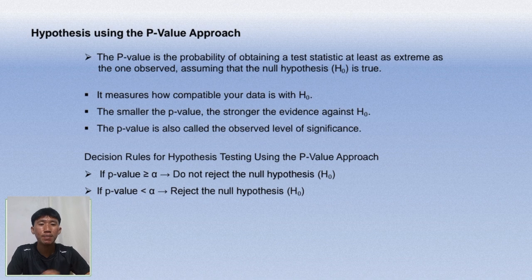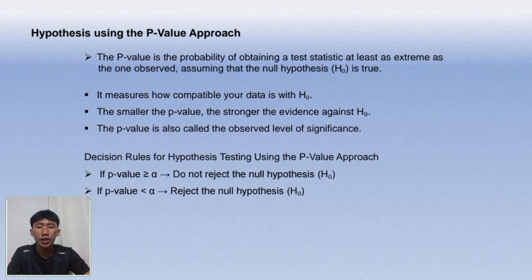Hi everyone. Today, I'll be explaining hypothesis testing using the p-value approach and walking you through an example so we can understand how it works step by step. So first, let's define what a p-value is. A p-value is the probability of getting a result as extreme as the one we observe, assuming that the null hypothesis is true. It helps us understand whether our sample result is unusual or expected.